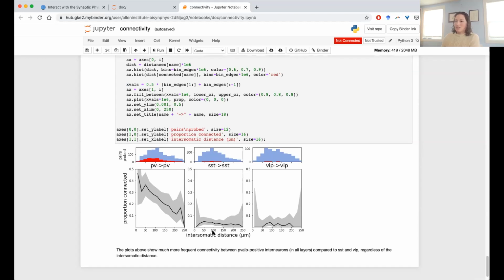Here we just pulled out the 3 main inhibitory interneuron subclasses, and we can see that parvalbumin cells, while they have high connectivity when the cell bodies are close to one another, as you get further away, these connections pretty dramatically decrease. Whereas connections among SST cells or among VIP cells have a low connectivity overall and are pretty constant with distance.